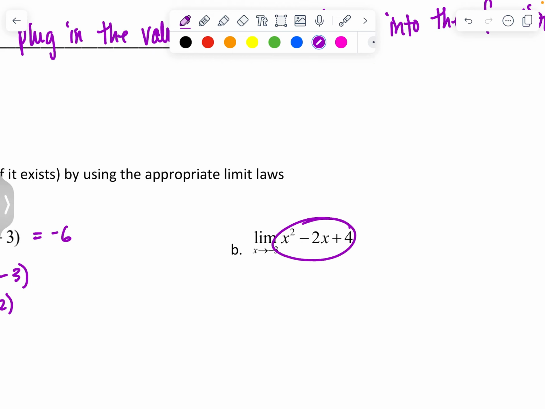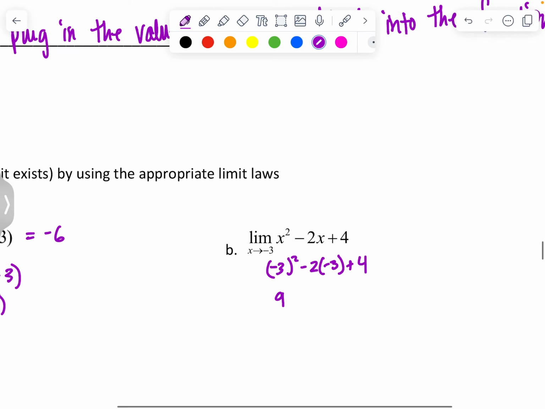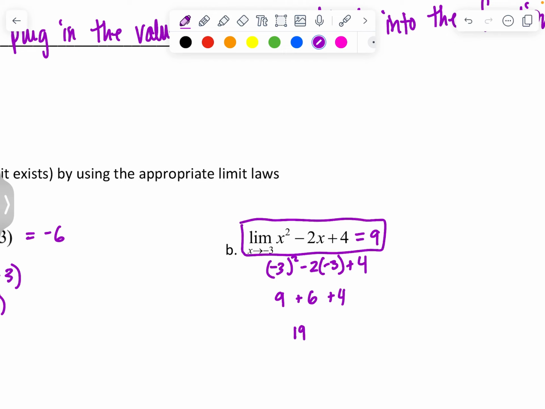Okay, so for B, we can do the same thing. This is definitely going to be a continuous function. There's no domain restriction for this. So we have, for instance, negative 3 quantity squared minus 2 times negative 3 plus 4. Negative 3 squared, be careful, is negative 3 times negative 3, which is 9. Negative 2 times negative 3 is a positive 6. And we add on that 4, which altogether is equal to 19. So the limit as x approaches negative 3 for this function is equal to 19.